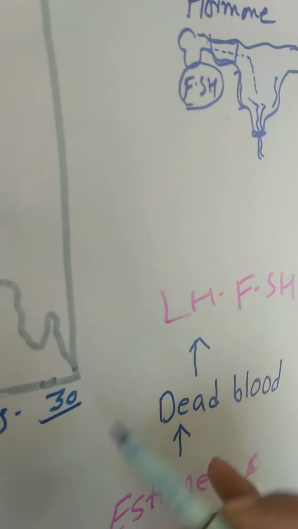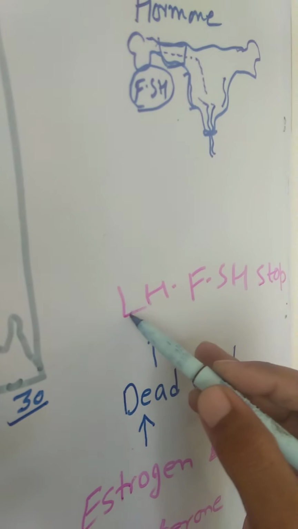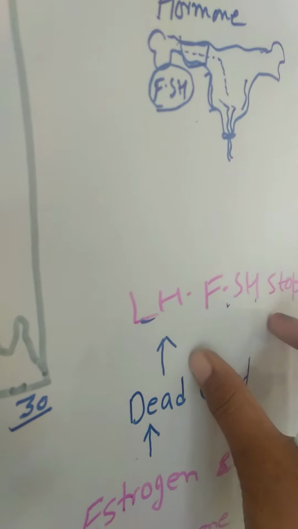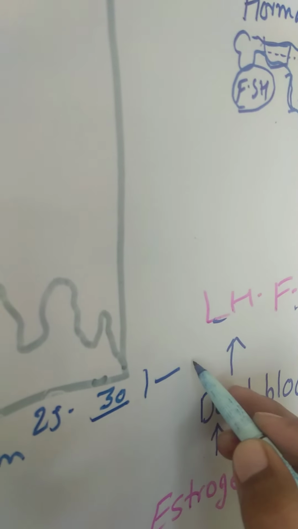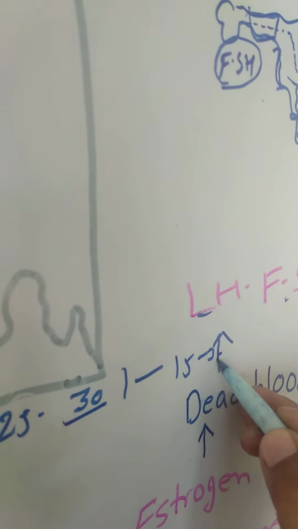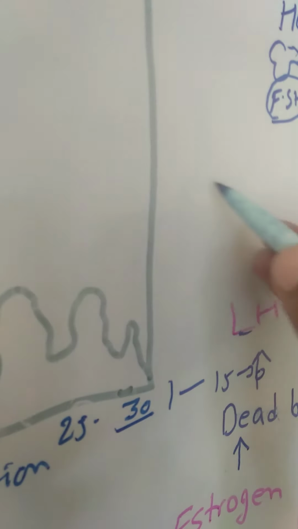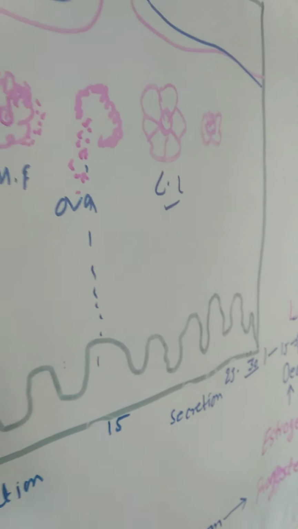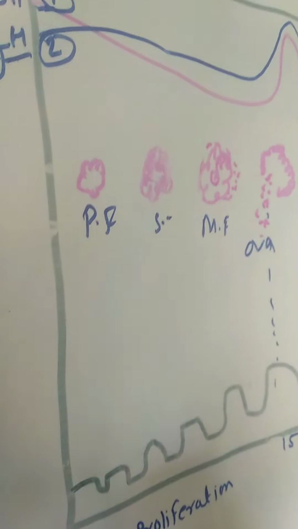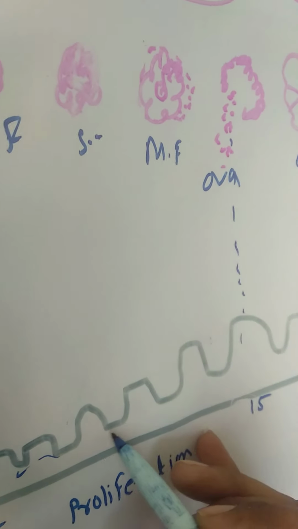After this release, the LH and FSH hormones stop. Again we start the next month, again it will go to 15 days, again to 30 days, and the next graph will arise. So this is the concept of the menstruation cycle in female. Here I have drawn this one. This is the follicle growth.